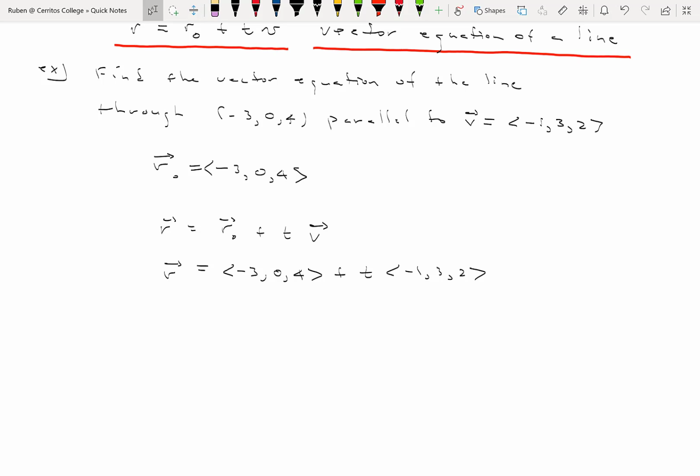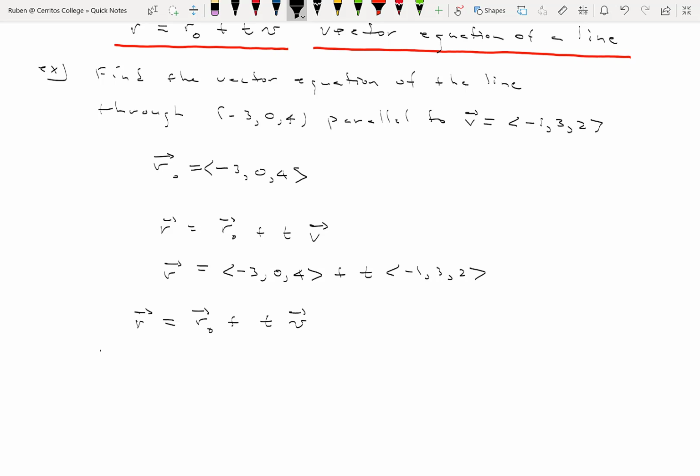So let's take a look at taking the vector equation of a line and writing the equation component-wise. If that didn't make sense, I'm just going to do it for you here. Here's the vector equation of a line: r equals initial position vector plus t times the direction vector.